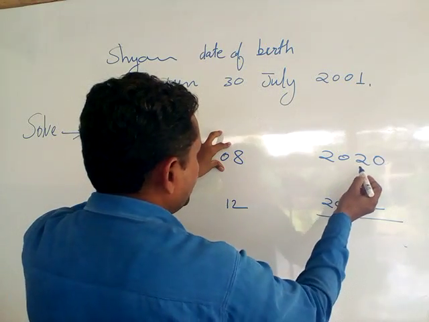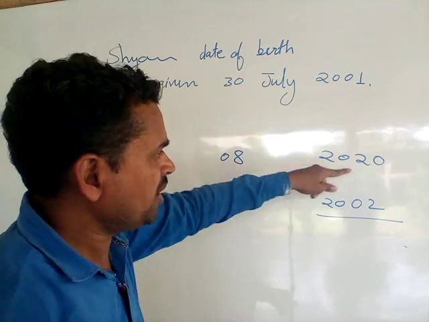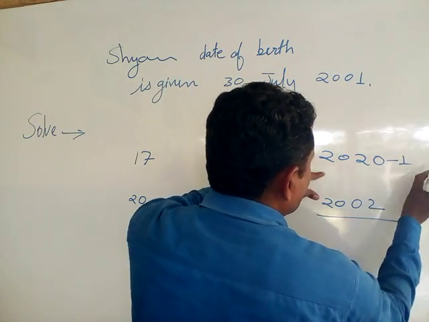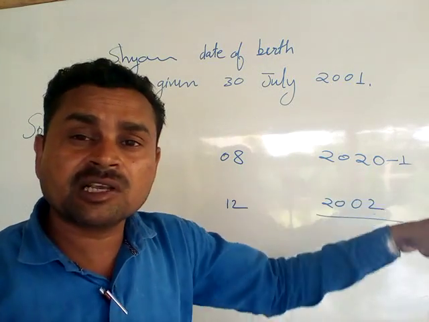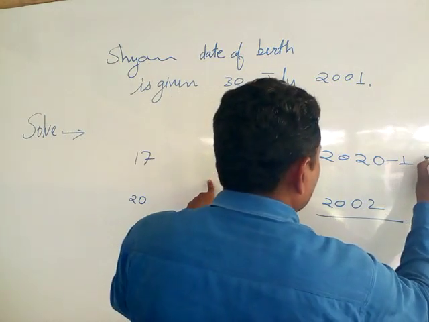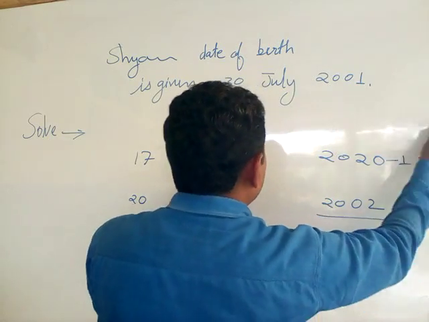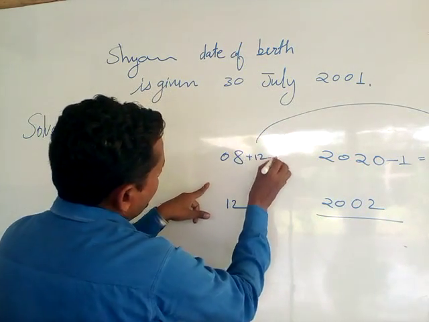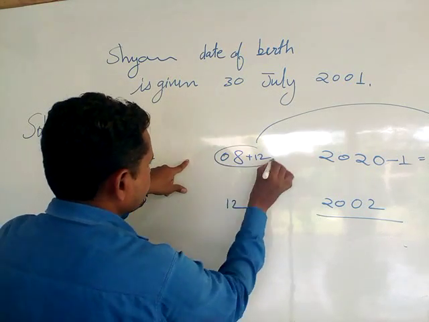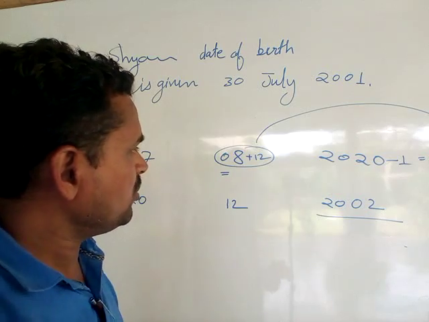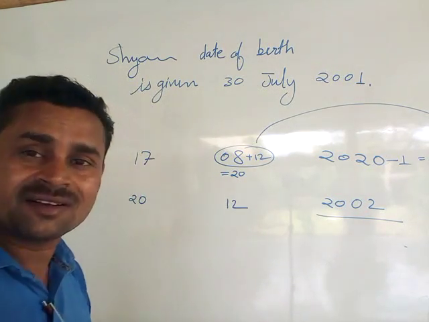So you can take 1 year from this one. 1 year you can deduct from here. 1 year means you have the need of months, so 1 year is equal to 12 months. We take 12 months and add them here. How many months will be here? 12 and 8 is equal to 20 months. You can put that here.